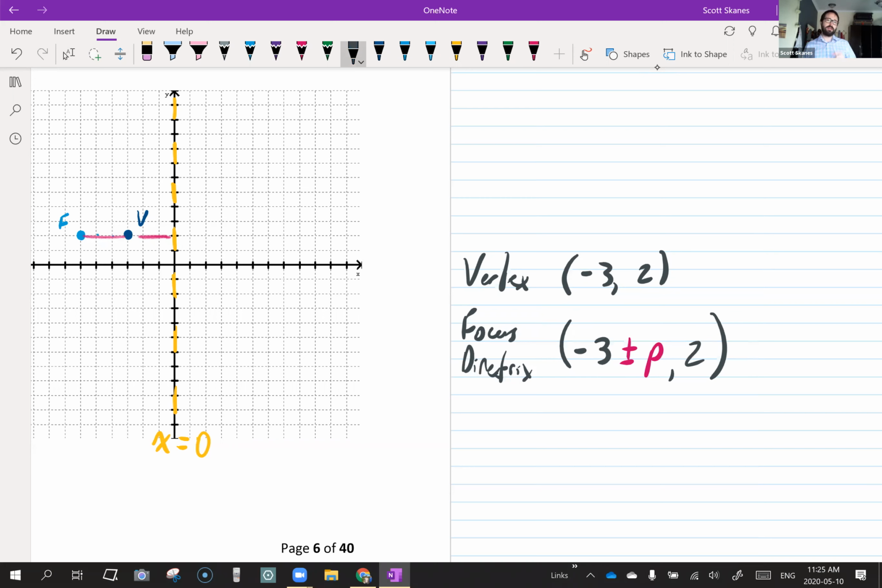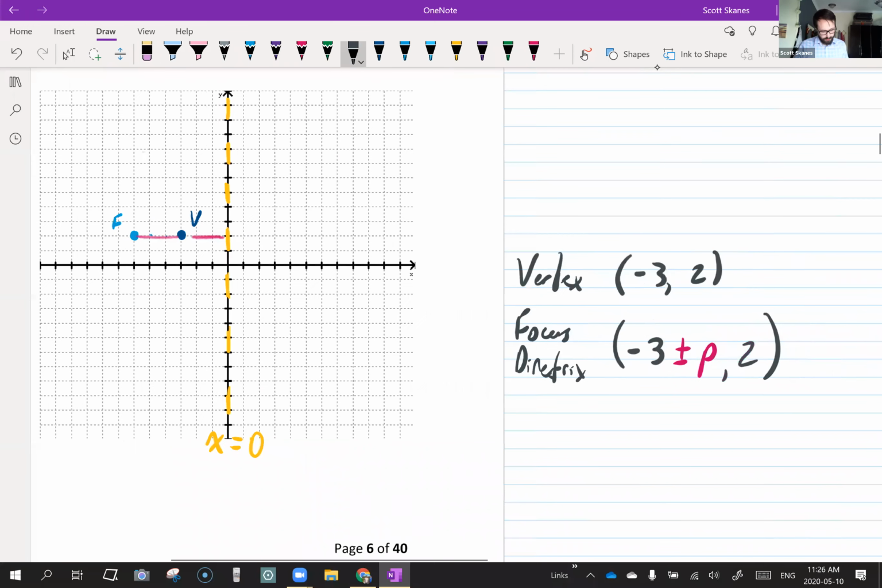And you should always sketch it. Let me just start there. But based on a mental image of this, you should know that one of them pulls it to the left, one of them pulls it to the right. In this case, if we say -3 minus our p, we would get our focus. If we have -3 plus our p, to the right side, we would get our directrix. That's the big idea.